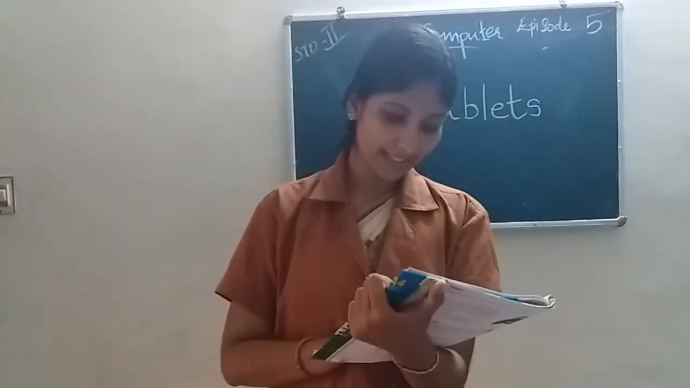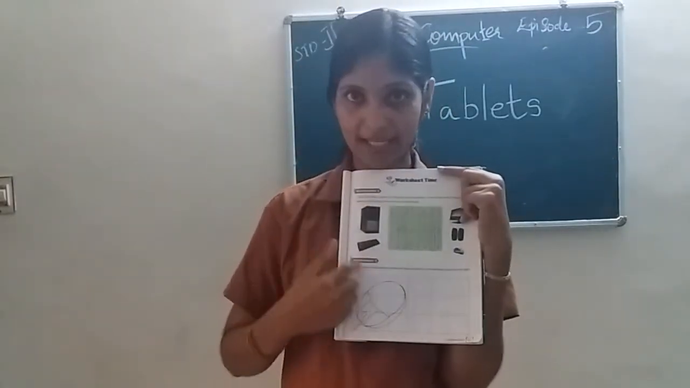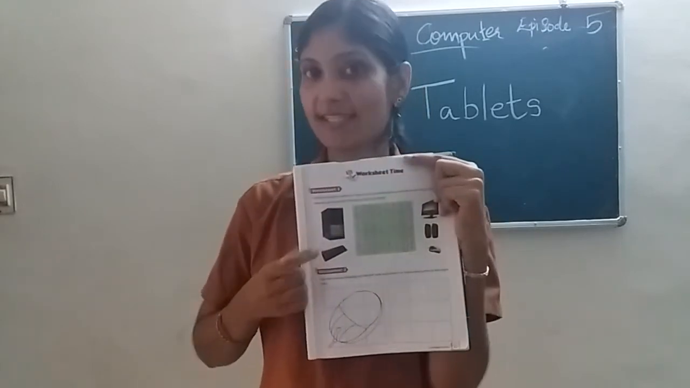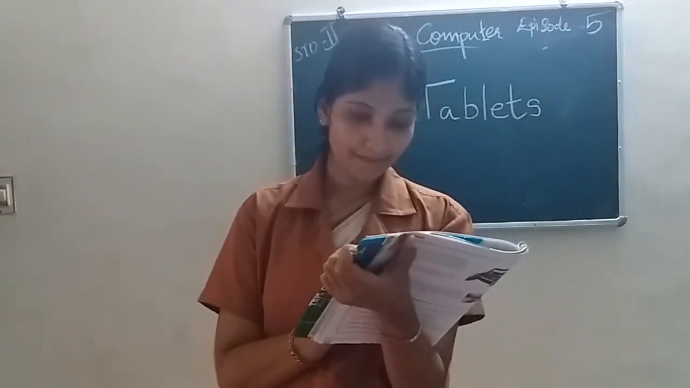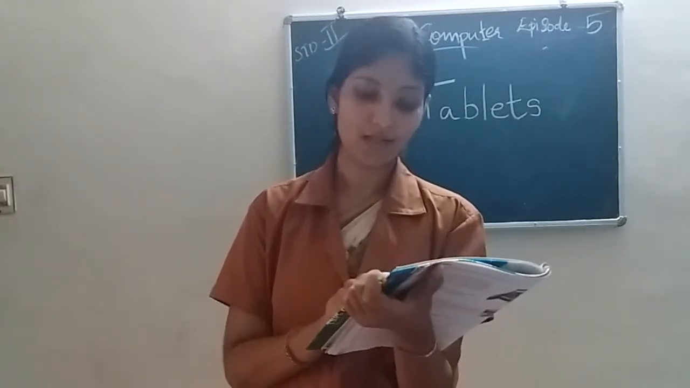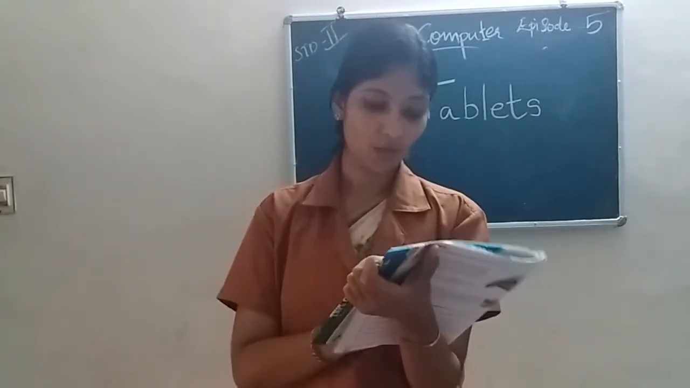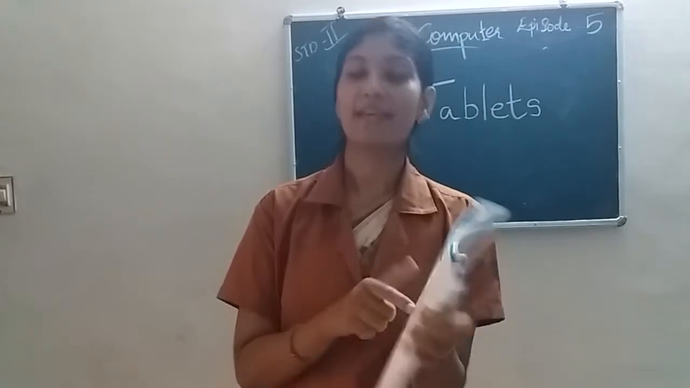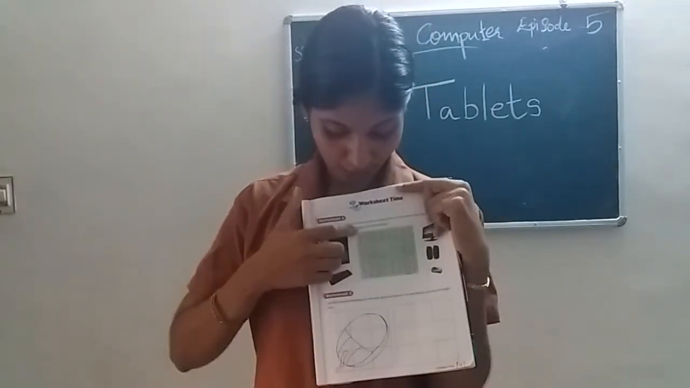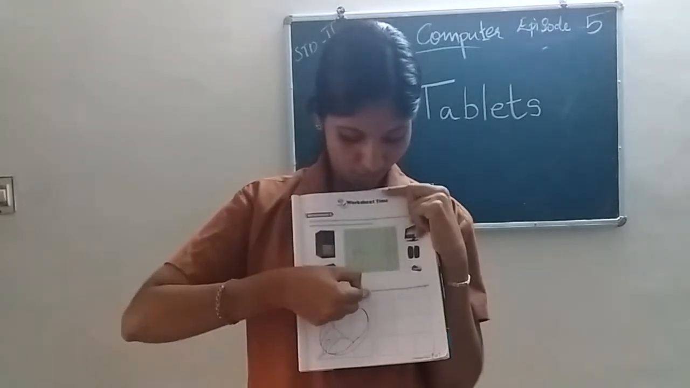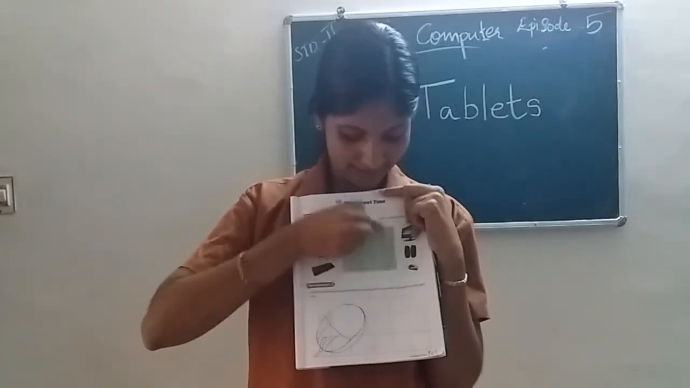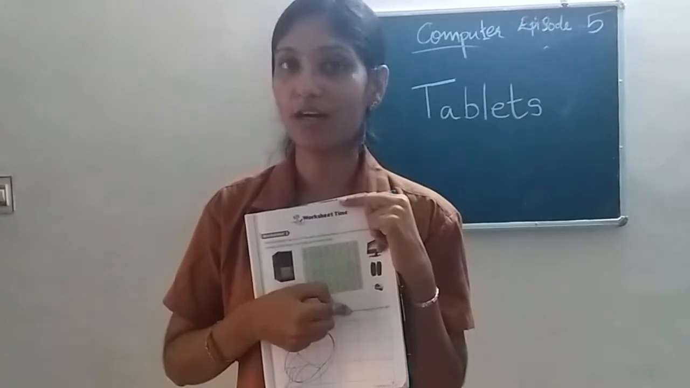K-E-Y-B-O-A-R-D. Then where is the keyboard in this picture? So this is the keyboard. Okay. Next word is mouse. So where is the mouse here? 1, 2, 3, 4, 5, 6. Seventh column. So first column, second column, third column, fourth column, fifth, sixth, seventh column. You can see the word mouse.